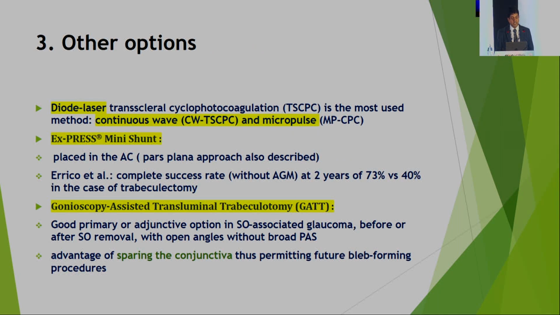Other options in these cases can be diode laser, as Dr. Sheash has already mentioned, and as we use in NVG, here also it can be used. Then the Ex-PRESS mini shunt has been used in some early cases, and also GATT has been tried out in various studies. The advantage with GATT is that it can spare the conjunctiva for a future GDD or a bleb procedure.